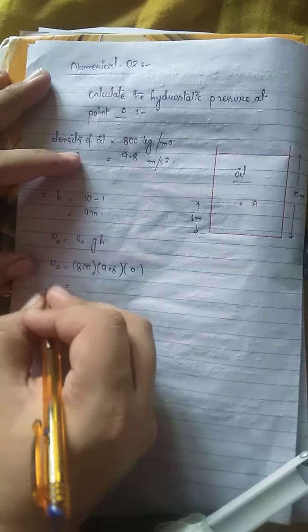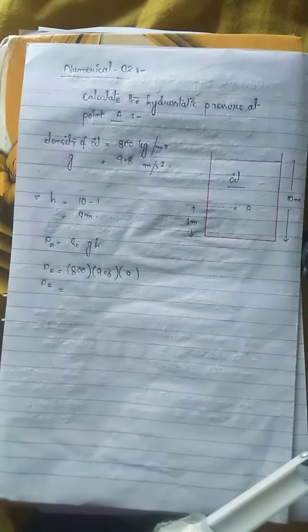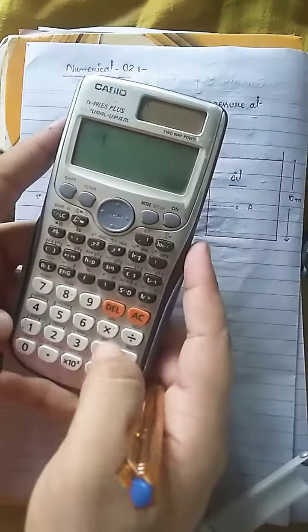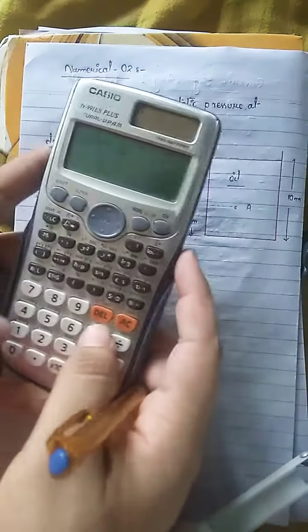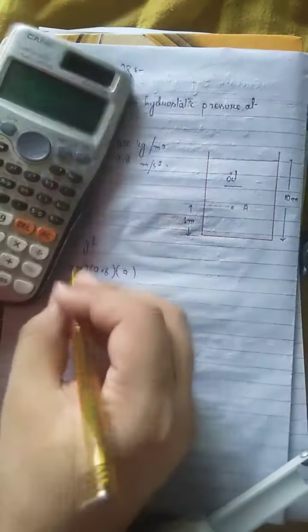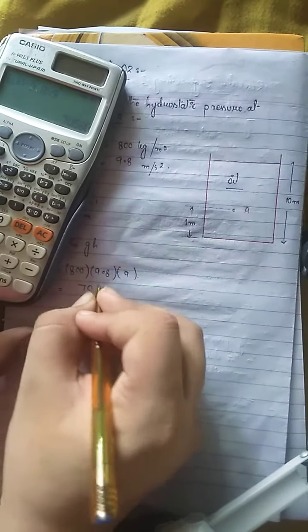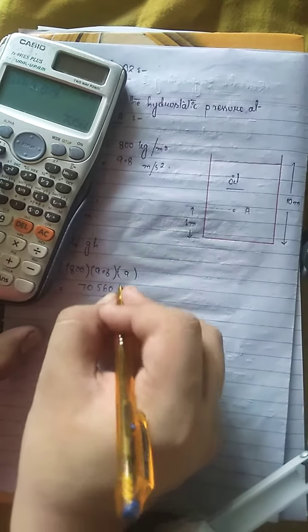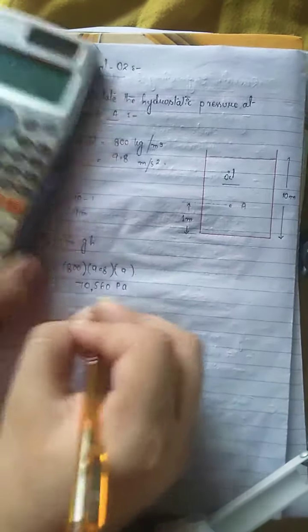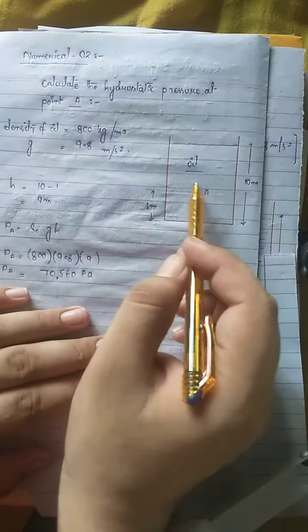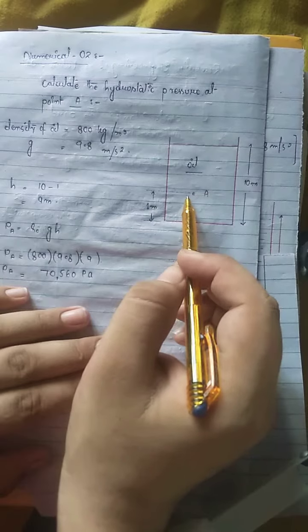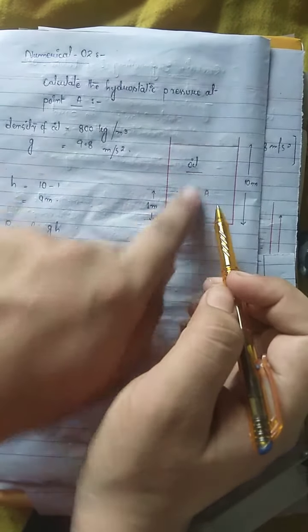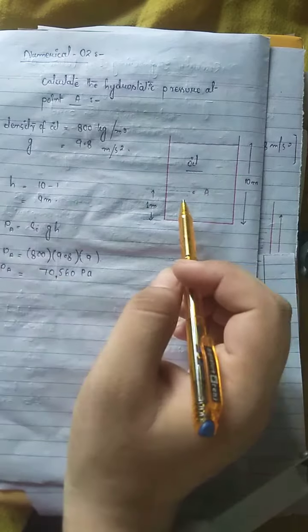Hydrostatic pressure at point A. So the value becomes 800 multiplied by 9.8 multiplied by 9. So it is 70,560 pascals. The hydrostatic pressure which is acting on point A due to this column of liquid is 70,560 pascals.